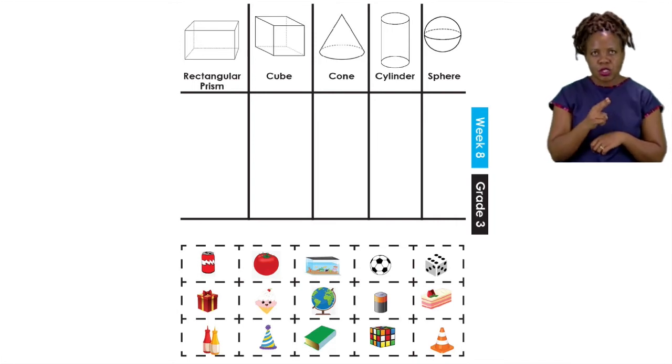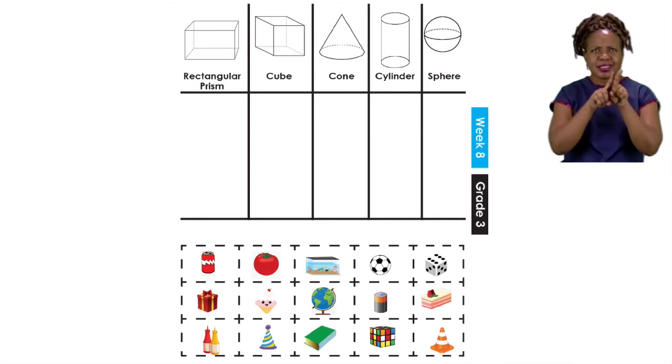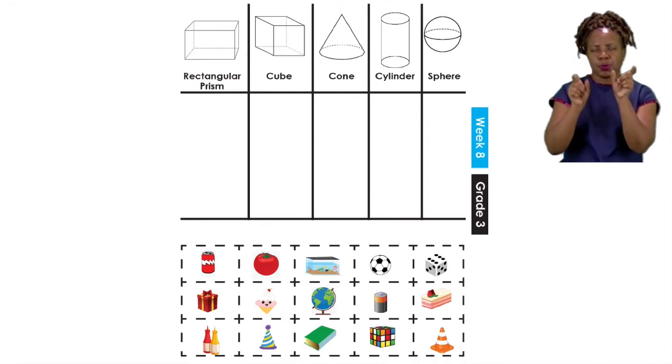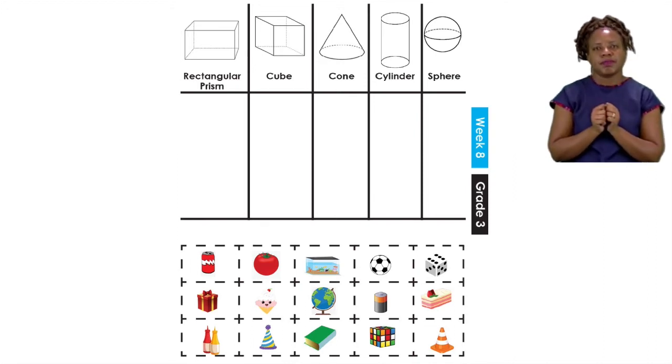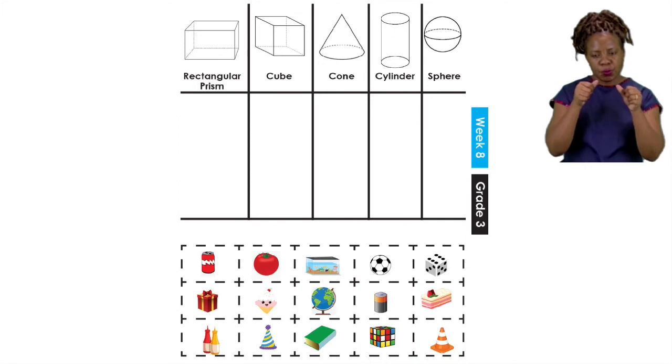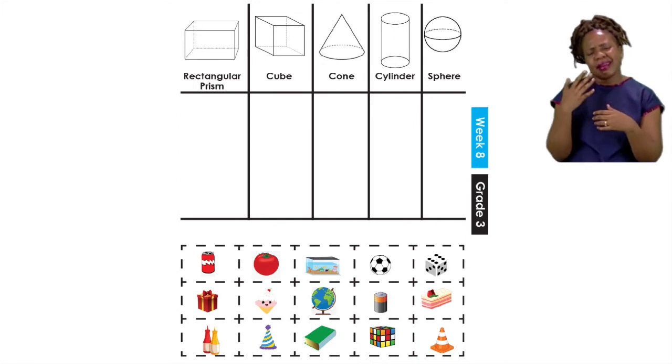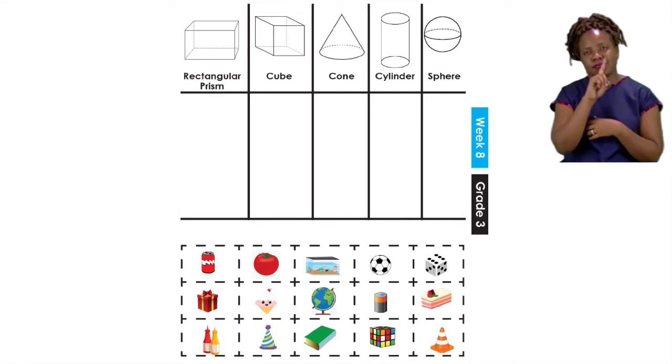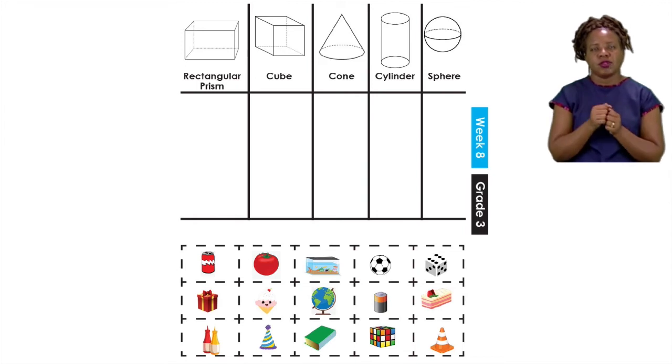shape column. I want you to please take your time for each of the shapes. And if you're not sure, you can ask for help, but I'm pretty sure this is very easy. Our 3D shapes that we can see are rectangular prism, cube, cone, cylinder, and sphere.